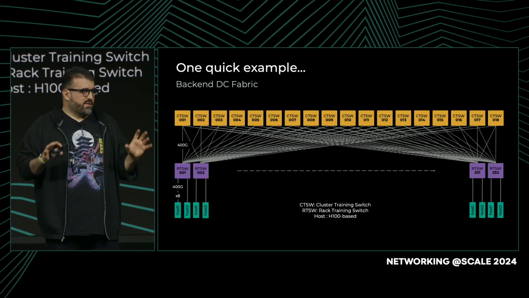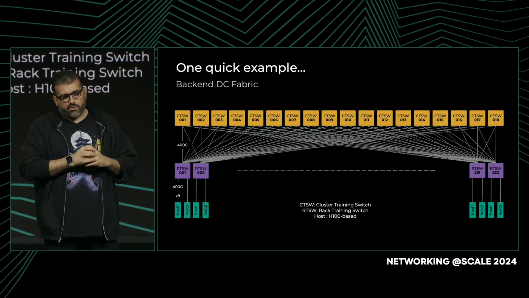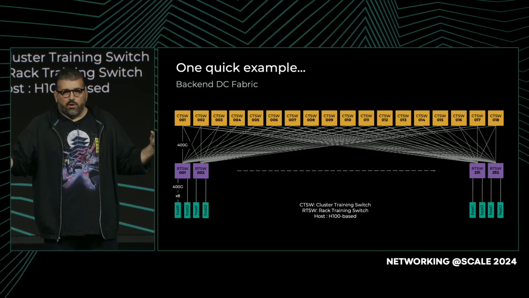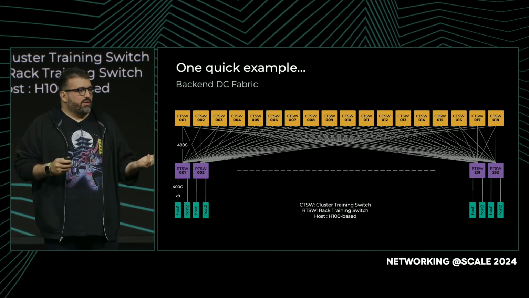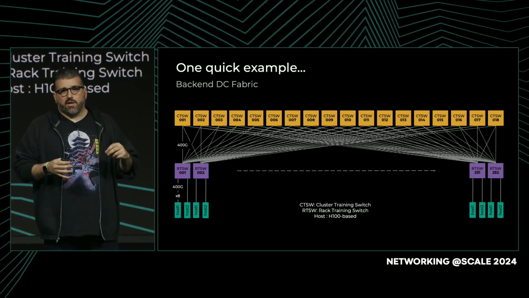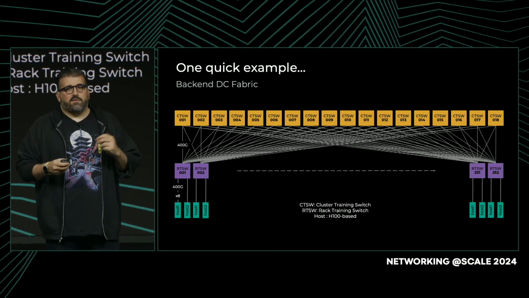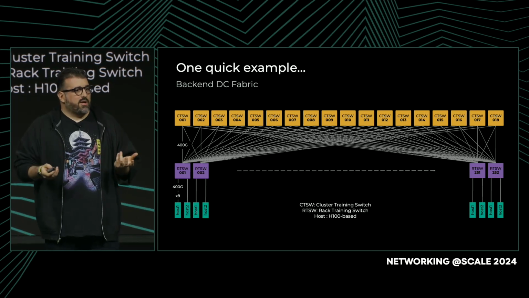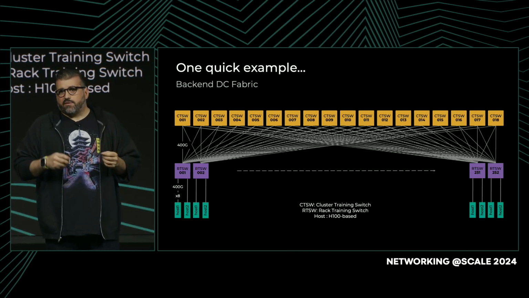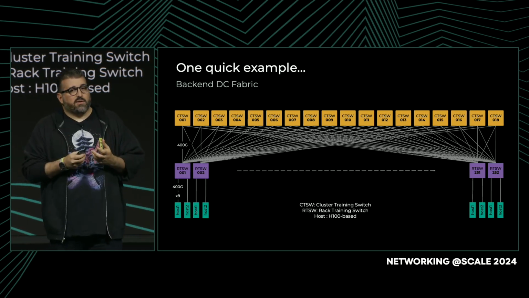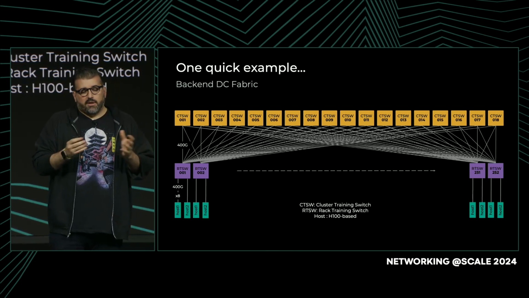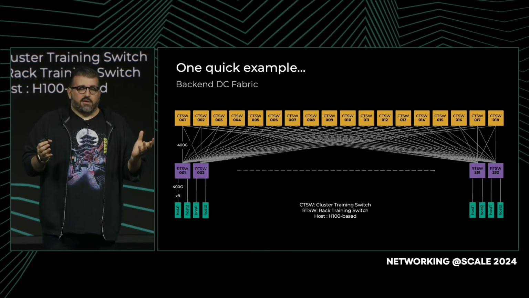This topology is the backend topology, just the wider version of it. If we go from the bottom up, we have the host. Each host has usually 8 accelerators. We have 2 hosts connected to each leaf. The leaf we call RTSW, or rack training switch. These leaves are connected to each other via spines that we call CTSW, or cluster training switch. And ultimately, in this particular topology, we have 18 of them.